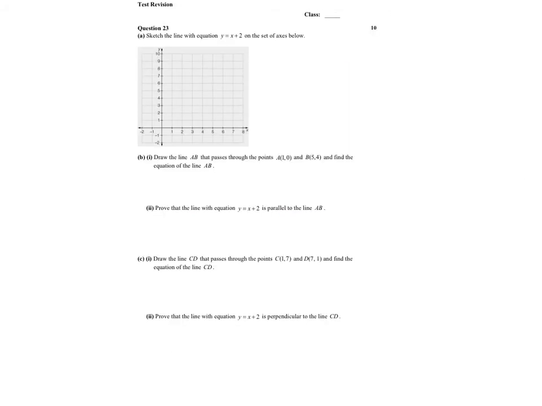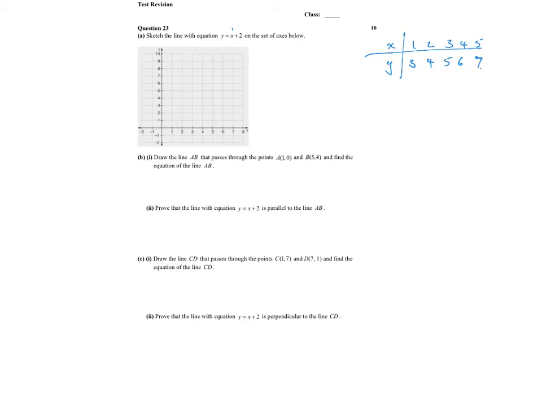Okay, answer section. Sketch the line of y equals x plus 2 on the axis below. If you're not sure, do a table of values. X, y, and we've got 1, 2, 3, 4, 5, for example. And if I put 1 in there, I get y is equal to 3. 2 plus 2 is 4. 3 plus 2 is 5. 4 plus 2 is 6. 5 plus 2 is 7.